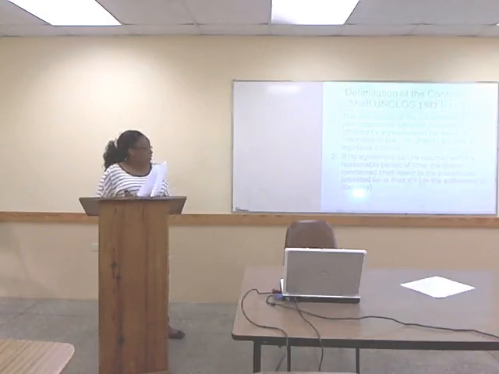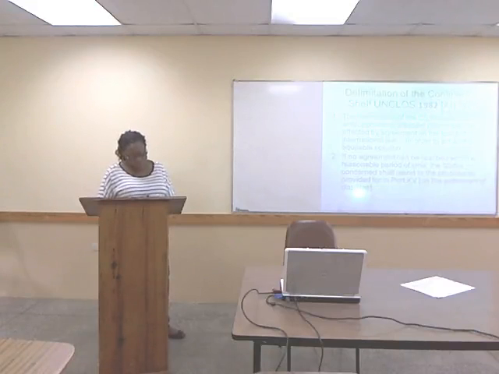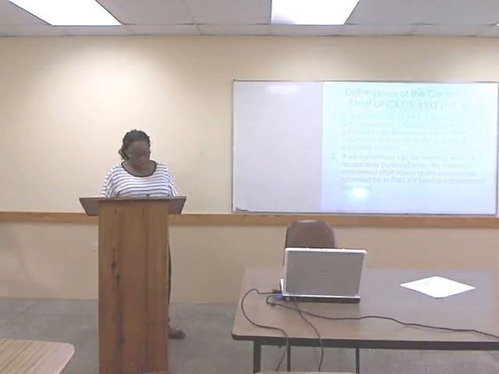Focus on two areas, but I will read out the four parts of the article, the four chapters of the article for you. The delimitation of the continental shelf between states with opposite or adjacent coasts shall be effected by agreement on the basis of international law, as referred to in Article 38 of the Statute of the International Court of Justice, in order to achieve an equitable solution. 2. If no agreement can be reached within a reasonable period of time, states concerned shall resort to the procedures provided in Part 15.